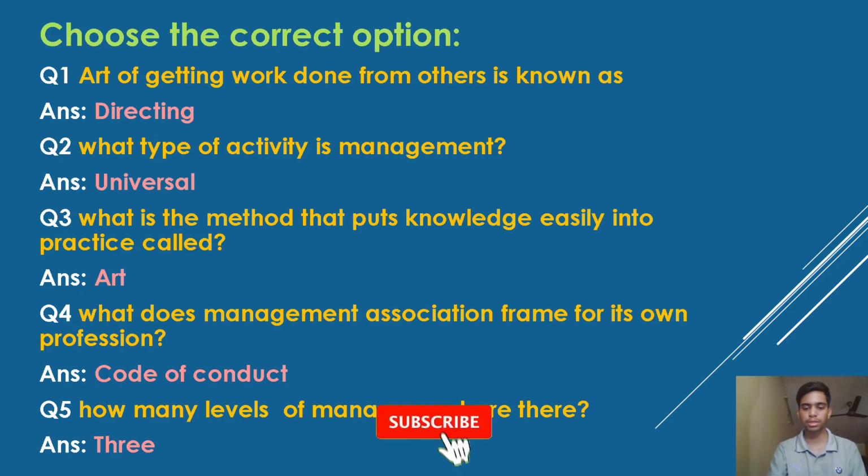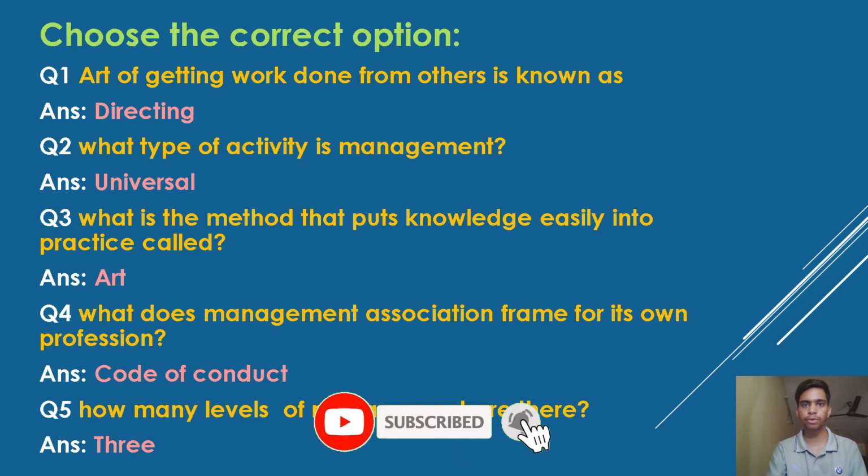Choose the correct option. Art of getting work done from others is known as directing. What type of activity is management? Universal. What is the method that puts knowledge easily into practice called? Art. What does management association frame for its own profession? Code of conduct.